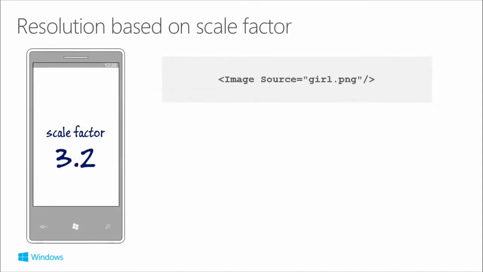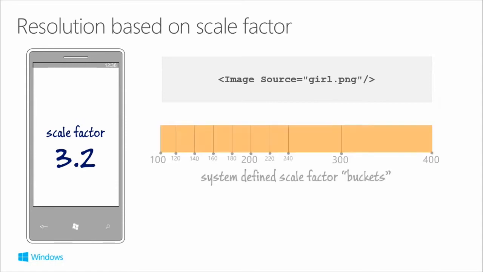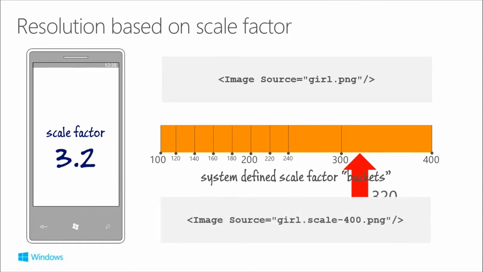So let's see what this looks like in a conceptual example. We have our image, we've set our source. It's loaded onto a phone where the scale factor is 3.2, which is probably really high DPI. The system has defined the scale factor buckets, so there's a scale factor at 100, 120, 140, 200, 300, and 400. This scale factor of 3.2 falls into one of these buckets, right in between 300 and 400. We're going to round up and pick the 400 element, and that high resolution image is the one we're going to bring in and place wherever that image control has gone.